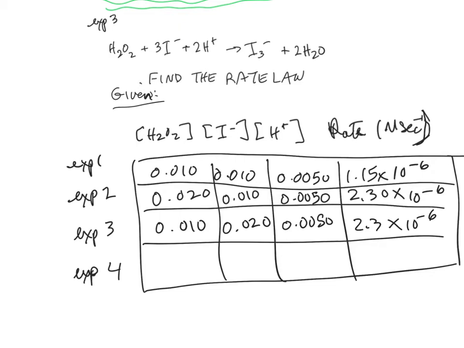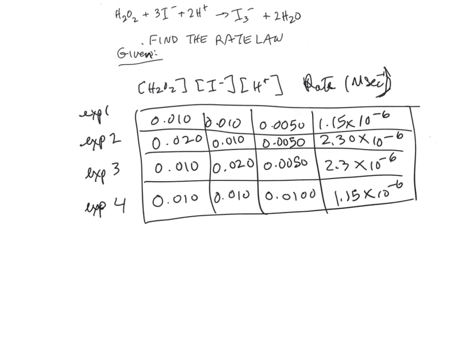All right, and then finally, comparing to experiment 1, we're going to leave the peroxide concentration the same as it was, the iodide concentration the same as it was in experiment 1, and we're going to double the concentration of H plus relative to experiment 1. So 0.010, 0.010, 0.010. Then the rate on this one is 1.15 times 10 to the minus 6. Okay, kind of messy there.